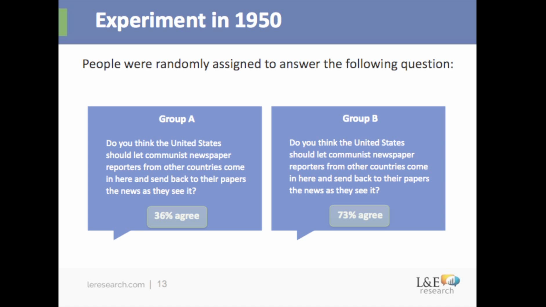So the first experiment I'm going to talk about was done back in 1950. And on the left is Group A, obviously on the right is Group B. Both groups were asked the exact same question. Do you think the United States should let communist newspaper reporters from other countries come in here and send back to their papers the news as they see it? Both groups, randomly assigned, asked the same question. Group A, 36% agreed. Group B, wow, 73% agreed. What's different? This is actually an experiment on order bias.